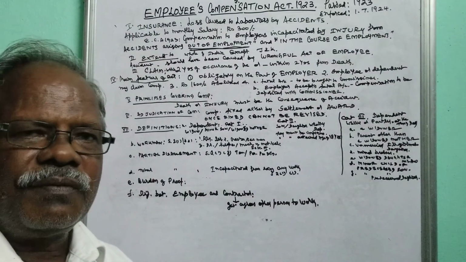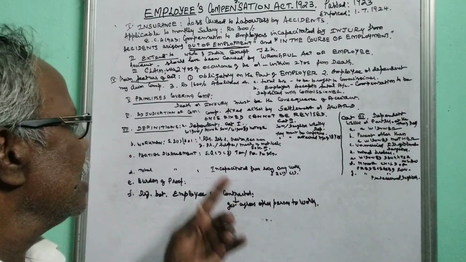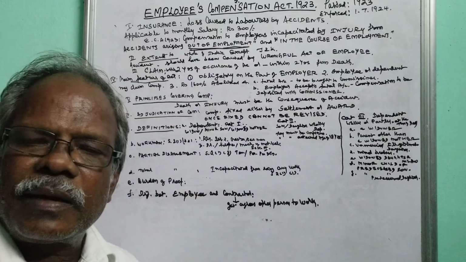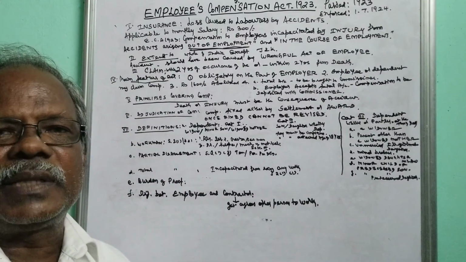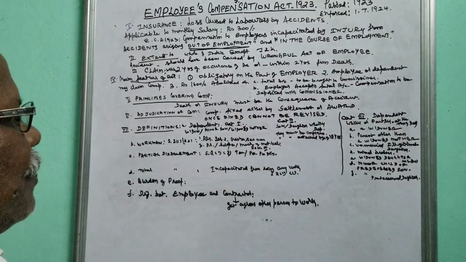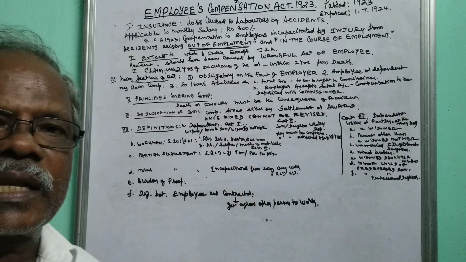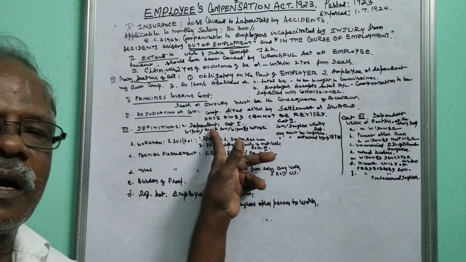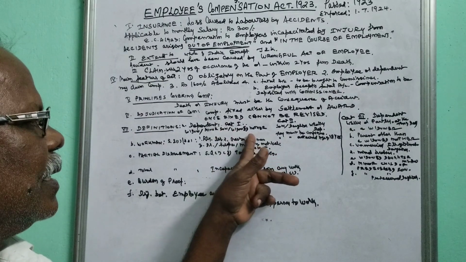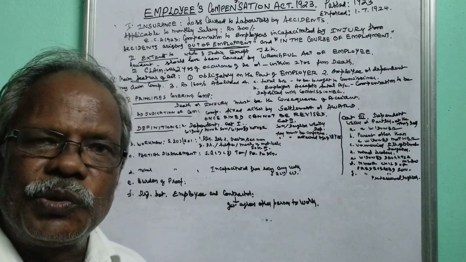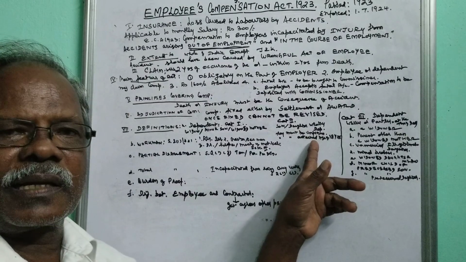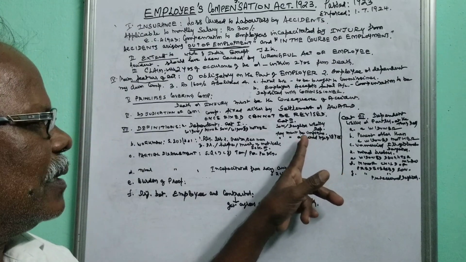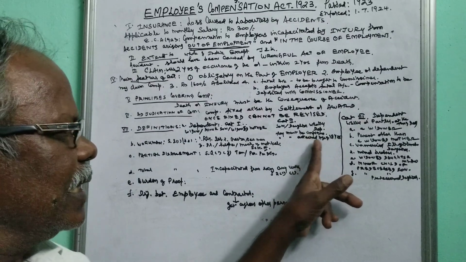Now we'll see the definitions of the act. What are the important definitions which need to be clearly known? One is called dependent. When an accident occurs while doing duty, either the employee or the dependent may claim the compensation. There are three categories of dependents. Category 1: the widow of the deceased or the injured, a minor son and a widowed mother. Category 2: son or daughter wholly dependent, who should not be minor and should have attained the age of 18 years.